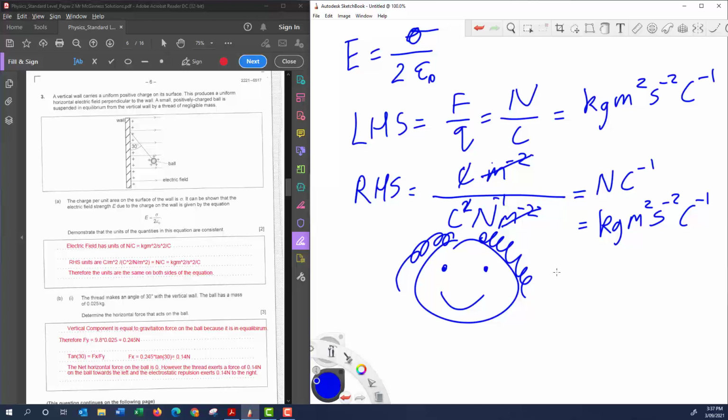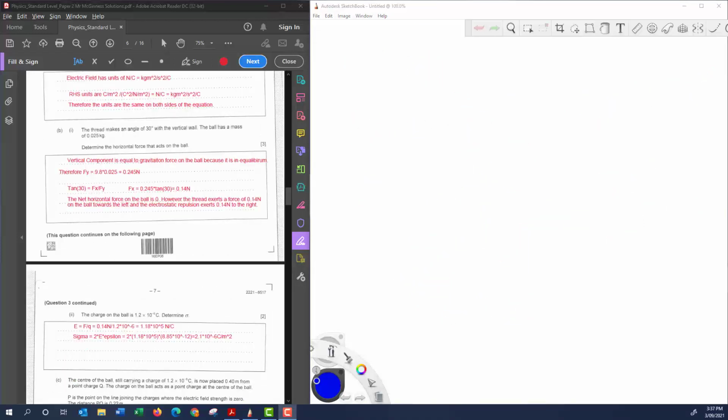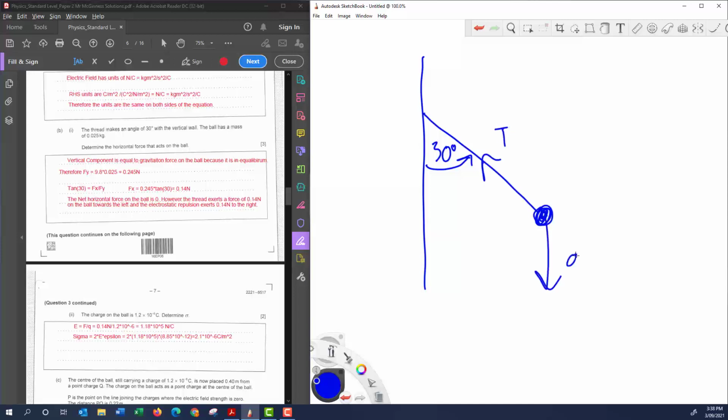The next part is to do with vectors. So if we just draw an angle here, we've got this thread, and the ball is over here. There's an angle between the vertical of the wall and the thread, that's 30 degrees here. And the ball has got a given mass, that's nice. Let's think about what forces are acting on this. So we've got this tension force from the string up in that direction. We've got gravity coming down, so that's mg, or the weight force, W.